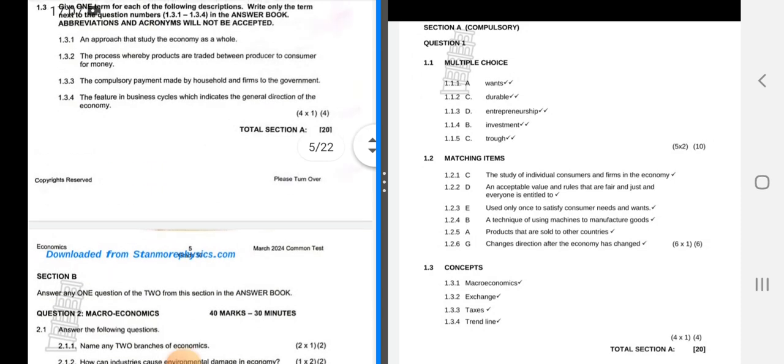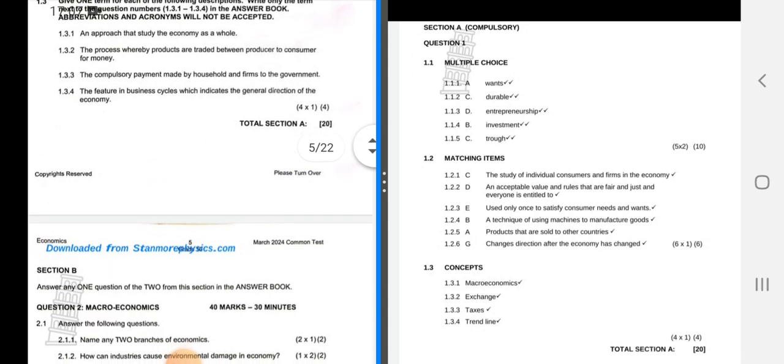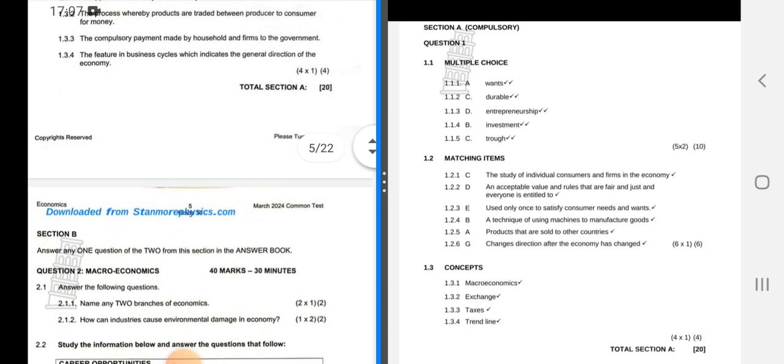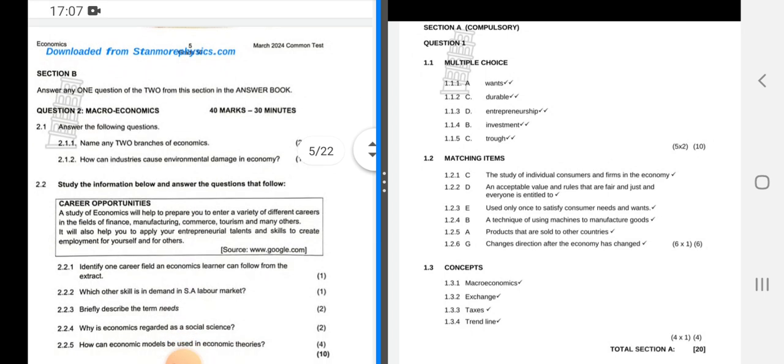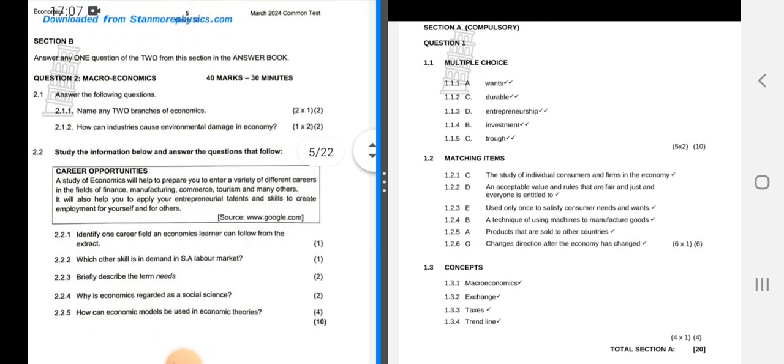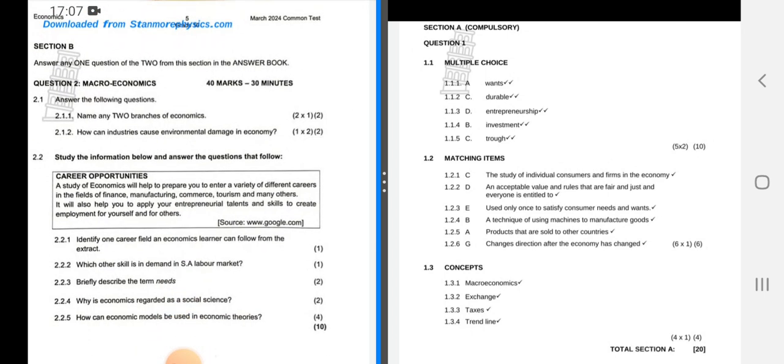The trend line in the business cycle indicates the general direction of the economy. So that was your 20 marks. I hope you're able to get enough questions right. So this is section B, guys. In section B, you'll have question 2, question 3, and question 4.